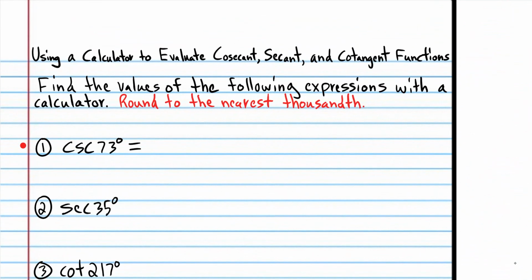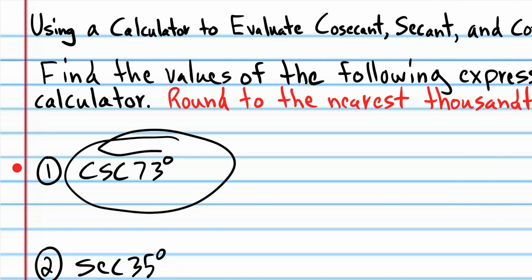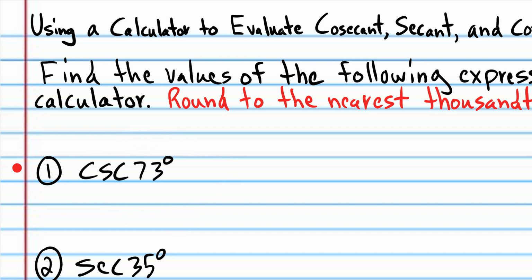So let's start with using a calculator to evaluate cosecant, secant, and cotangent functions. Now, we use the calculator to find the value of expressions like this when the angle was not a special angle like 30, 60, 45, 90, 120, and so on and so forth. But in those situations, we always had a sine, cosine, or tangent function. Now we have a cosecant function. Now, how is that different?